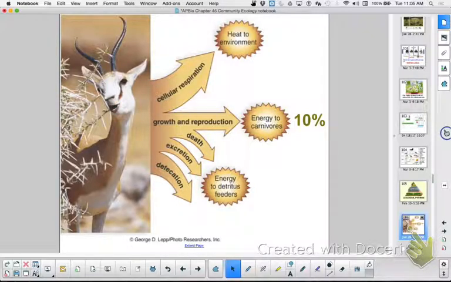If I was going to apply this to plants, I might talk about gross primary productivity versus net primary productivity. And how would I calculate that? I'd take gross primary productivity minus the process that all cells do, cellular respiration. That will give me net primary productivity for a plant, right?